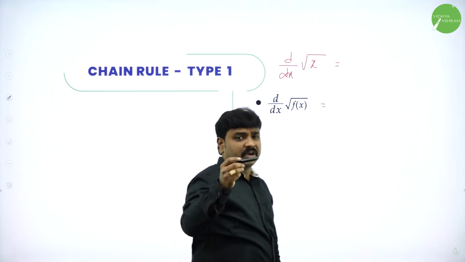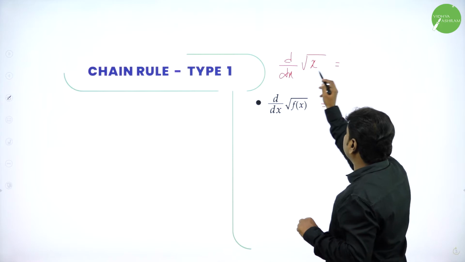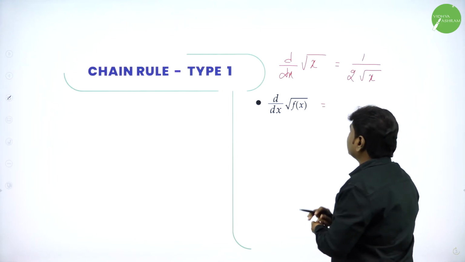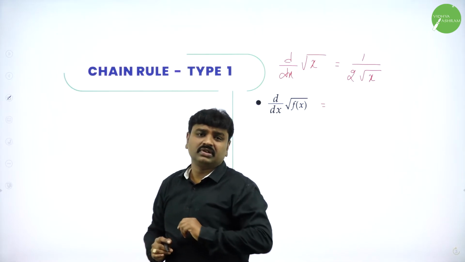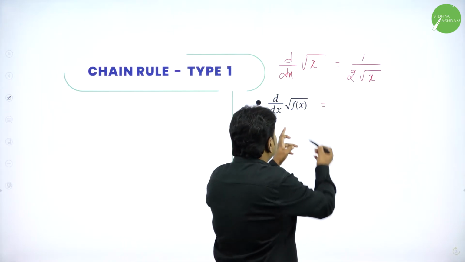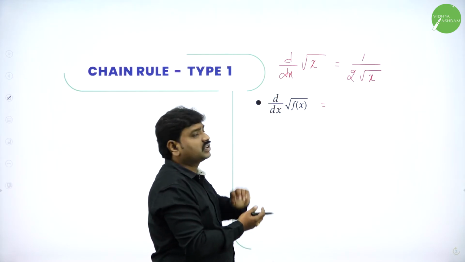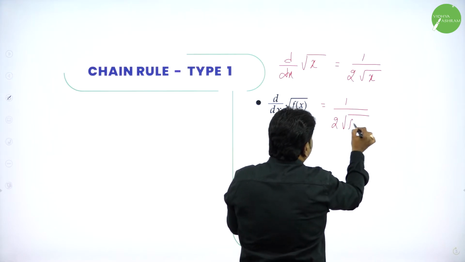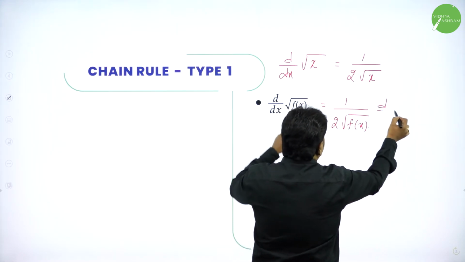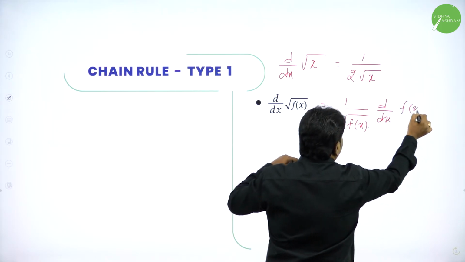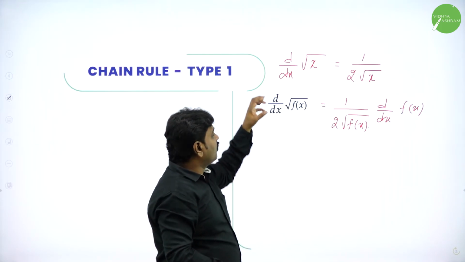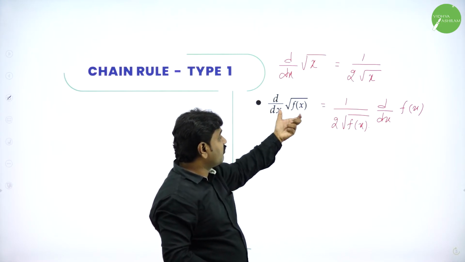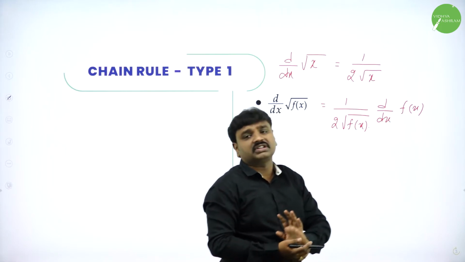Derivative of 1 by x is minus 1 by x square. Similarly, what is the derivative of root x? Root x is 1 by 2 root x. What is differentiation of root x? 1 by 2 root x. If I have x, I will get this. But inside the root, I don't have x. Inside the root, I have a function of x. So the answer is 1 by 2 root f of x into d by dx of the internal function. What is the internal function? f of x. My dear students, if I have x, I will write 1 by 2 root x and I will stop. But inside the root, I don't have x, I have a function of x. That's why into d by dx of the function continues.